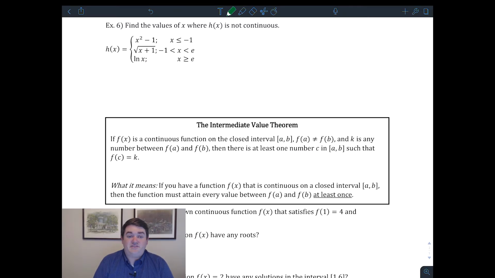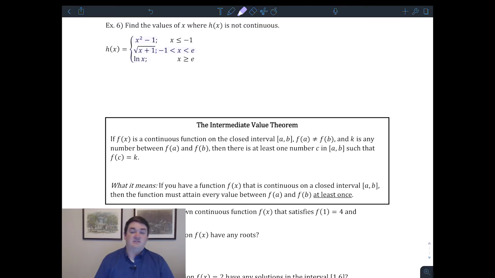In example 6, I'm asked to find all values of x where h of x is not continuous. So the first thing I want to do is just look at these 3 pieces one by one. X squared minus 1 is a quadratic function. It's continuous everywhere. The square root of x plus 1 is continuous for all values of x greater than or equal to -1. And when I look at this domain right here, I can see it runs from -1 to e, so we're good there.